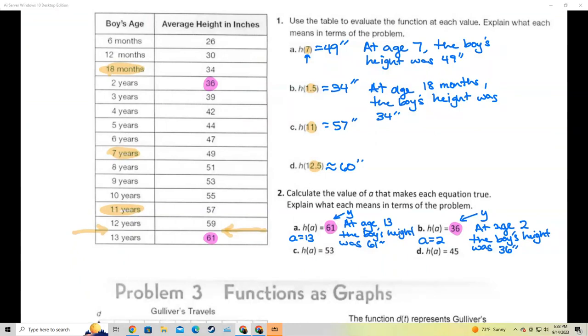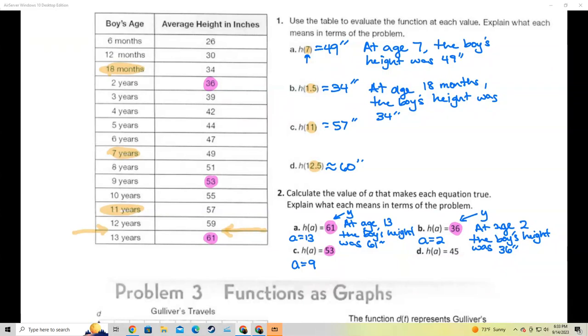All right, speed run. My 53 is my output. 53 is right here. 53 matches up with 9 years. So my a would be 9. What would the sentence sound like? It would sound like, at age 9, the boy's height was 53 inches.